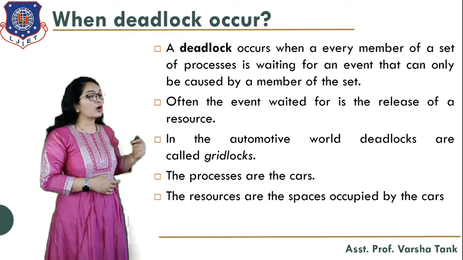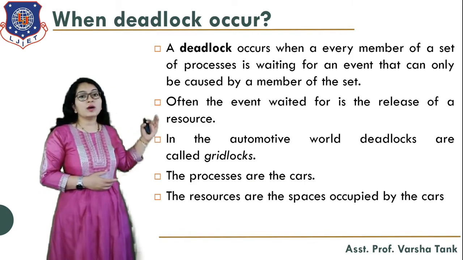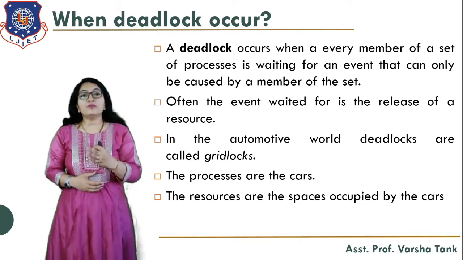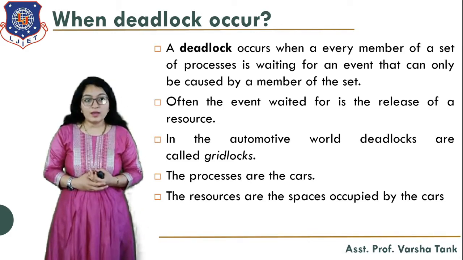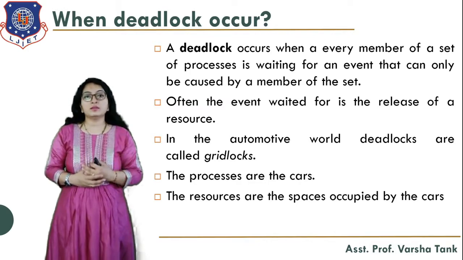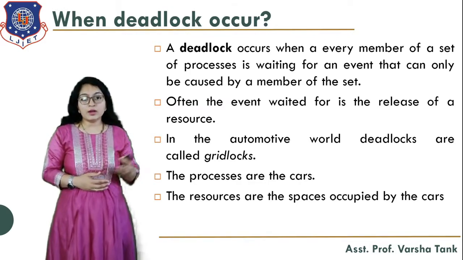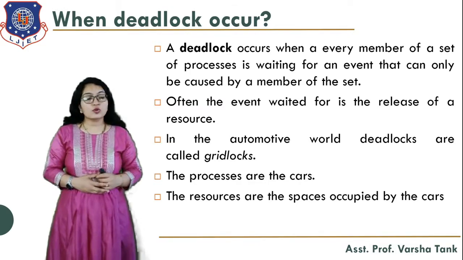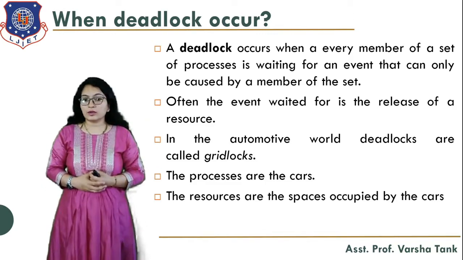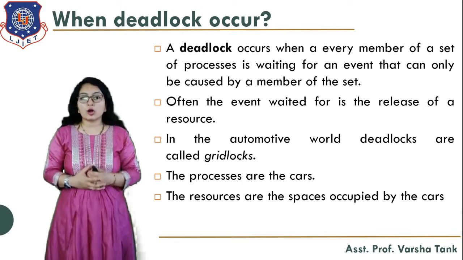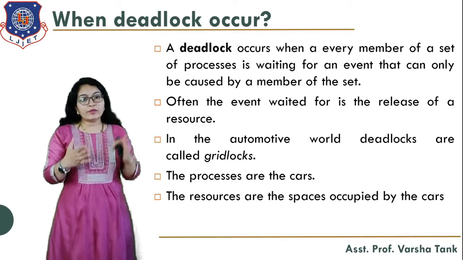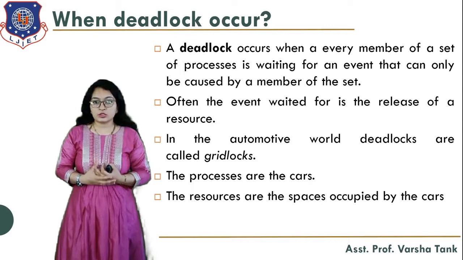Now, when does deadlock occur? A deadlock occurs when every member of a set of processes is waiting for an event that can only be caused by a member of that same set. At that time, deadlock can occur. We will see it in detail so you get a better idea. Often the event waited for is the release of a resource.